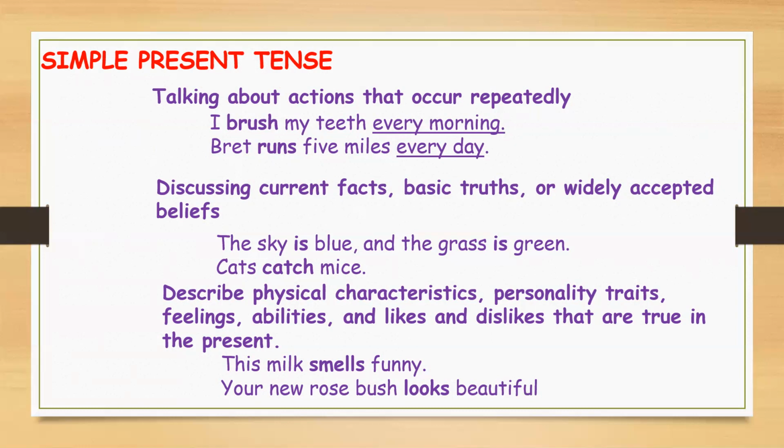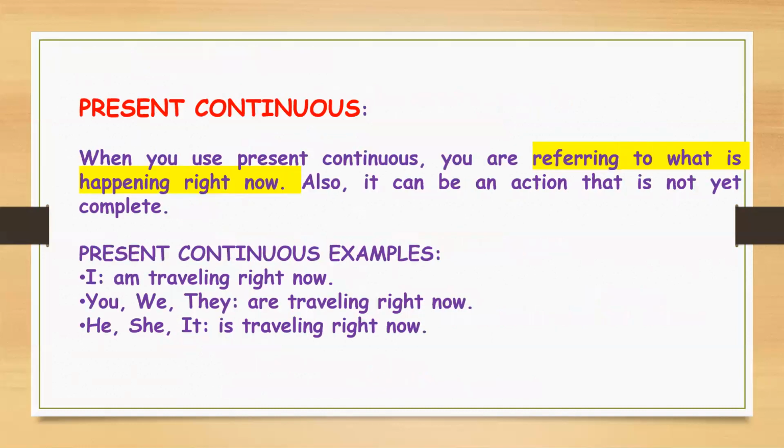If you use the word in the present tense and also with s, you call it simple present tense. So these are all the examples for simple present. We'll move forward with present continuous, referring to what is happening right now.